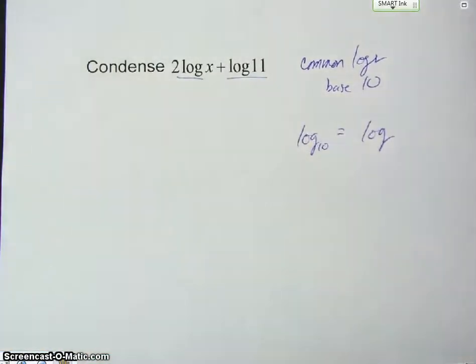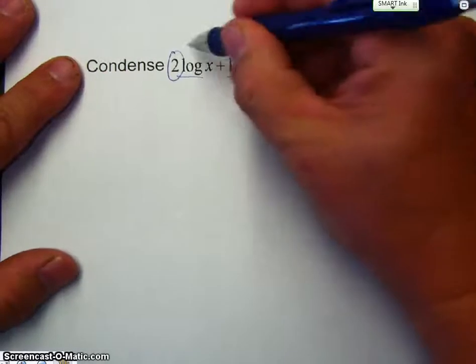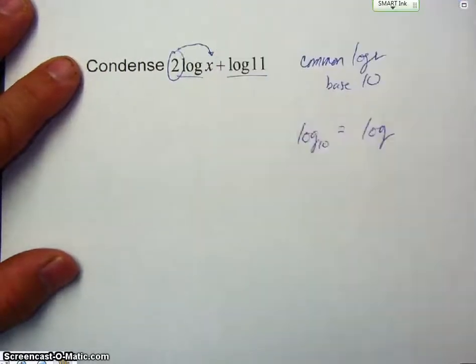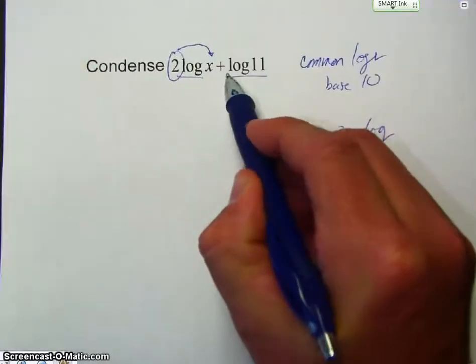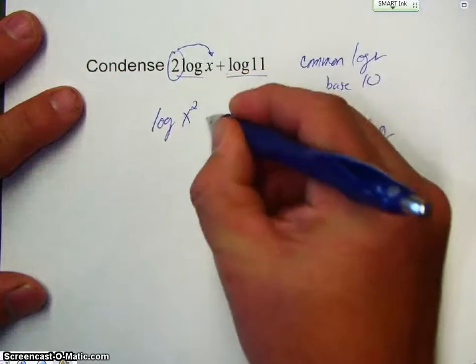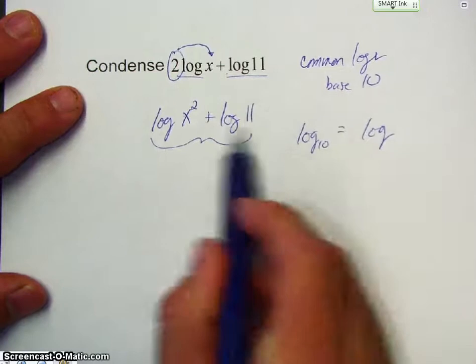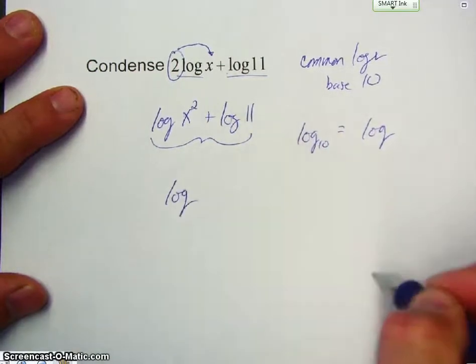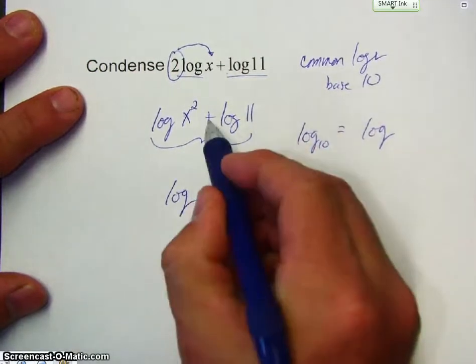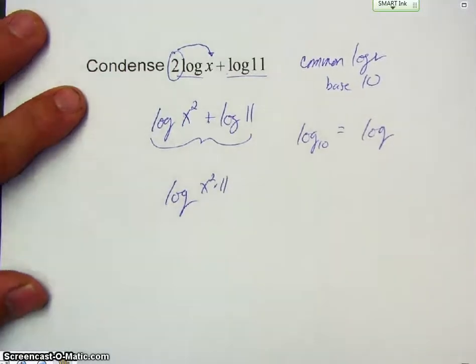Alright, but before you have to do that, the first step in condensing is you got to get rid of the coefficients. So here I have a coefficient of 2, so that has to come to the exponent. Coefficient here is 1, so we're good. So here I have log of x squared plus log of 11. These 2 logs I write as 1 log, but I'm adding, so therefore I got x squared times 11.